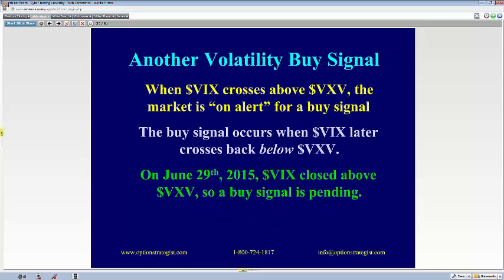So there's another buy signal that occurs when VIX crosses above VXV. The 30-day crosses above the 90-day. That means the market's getting oversold, and it can stay in that state for a while. But once it comes back out, when VIX crosses back below VXV, you get a pretty good buy signal.